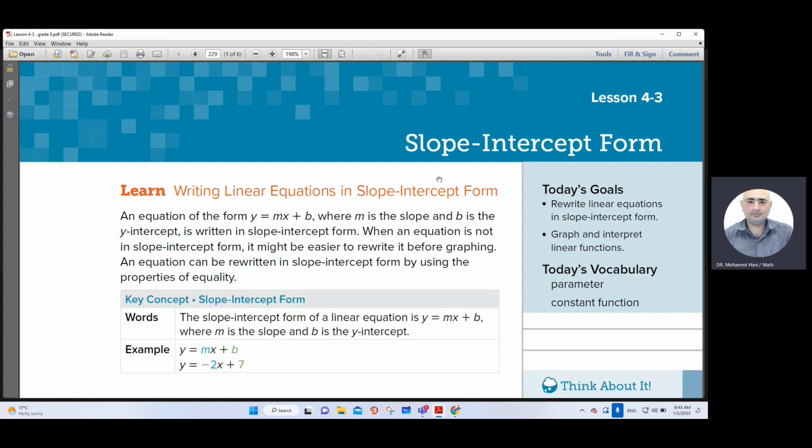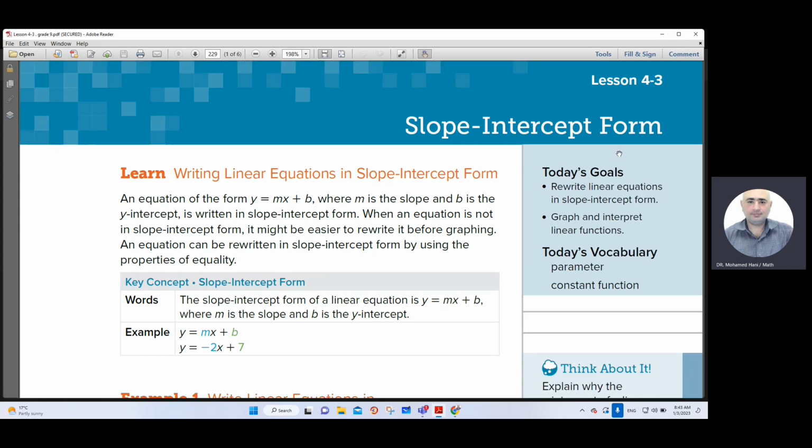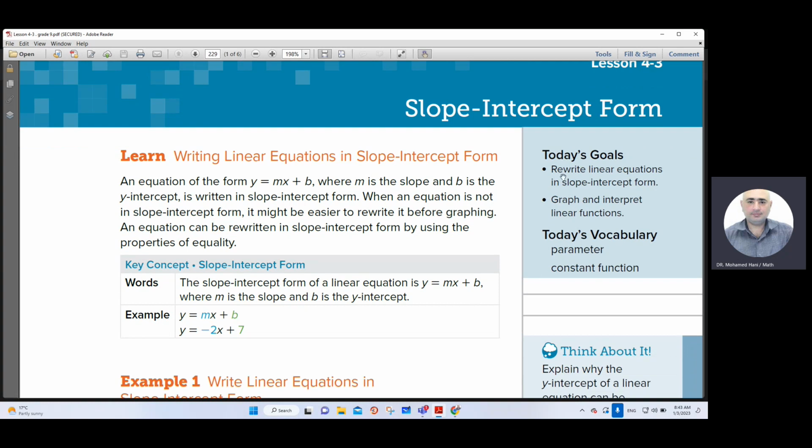So our lesson today is slope and intercept for the same idea of the previous lesson. We want to learn in this lesson rewrite linear equation in slope and intercept form, and graph and interpret linear function. So I want from all in a new page write this title, please. Slope and intercept form. We have two new words in this lesson: parameter and constant function.